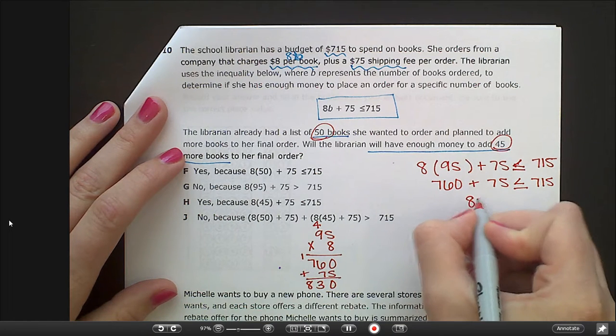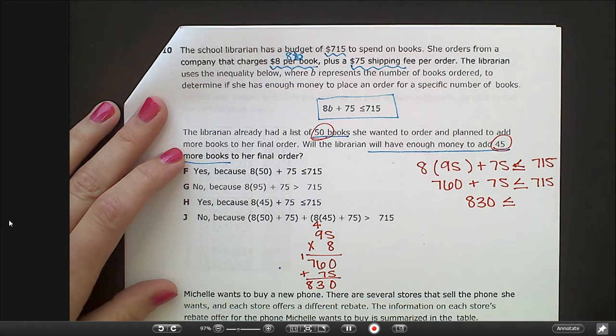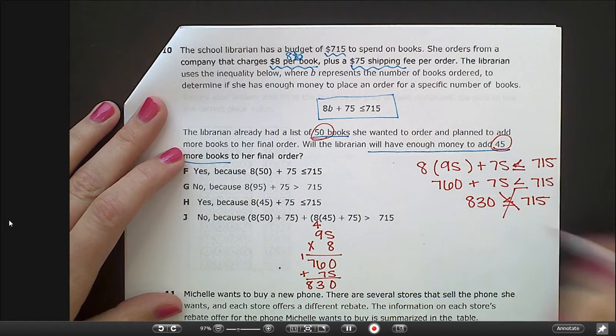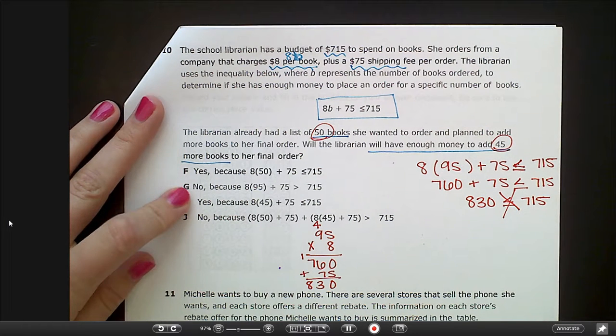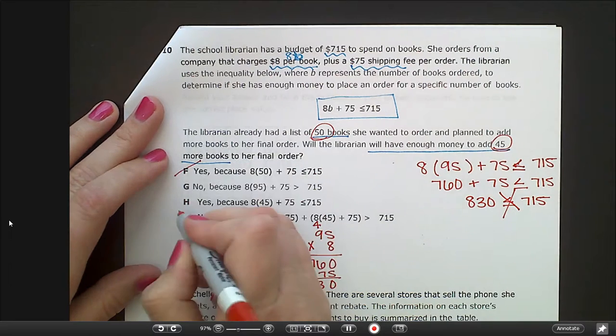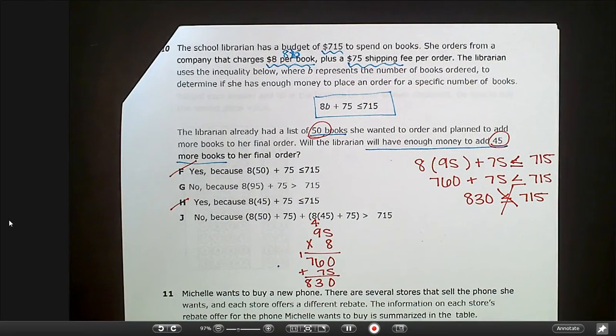Uh-oh. $830 is not less than or equal to $715. So we know that the answer is no. We can get rid of these yeses. And now we need to figure out why.